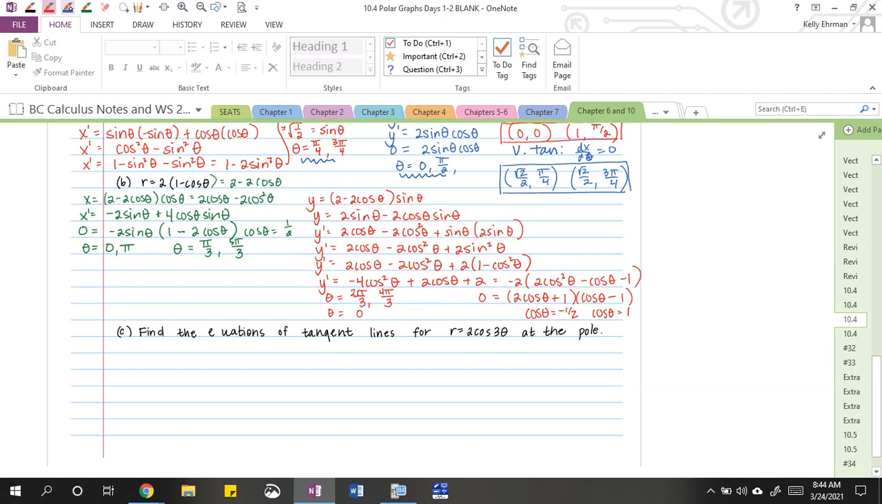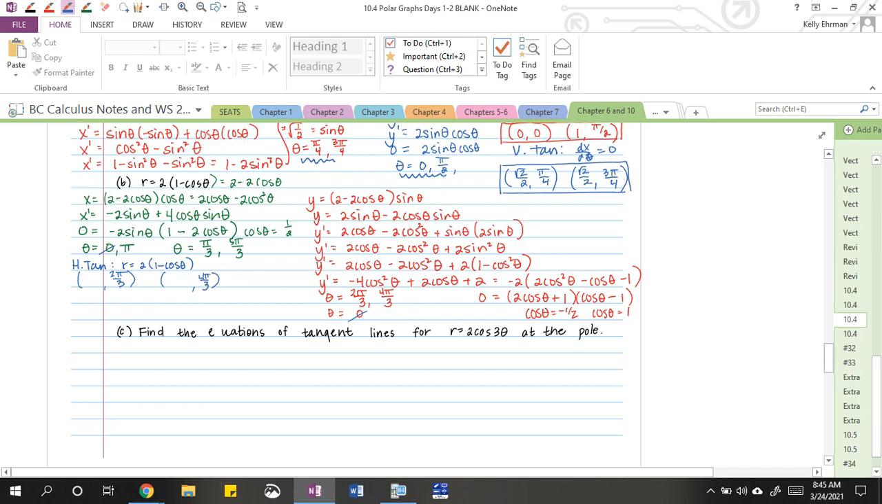All right, so the question is, where do we have horizontal tangents? Remember, we're plugging into r equals 2 times 1 minus cosine theta. Okay, so horizontal tangents when dy dx is equal to 0. So at 0, 2 pi/3 and 4 pi/3, but x prime can't be 0 either, so 0 is out of the question. All right, so we have 2 pi/3 and 4 pi/3.